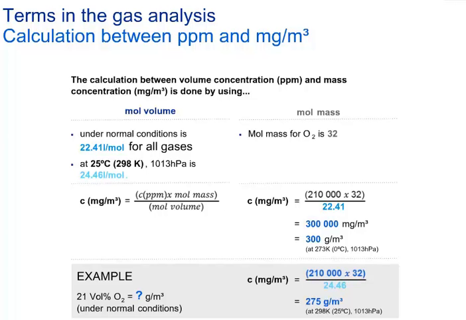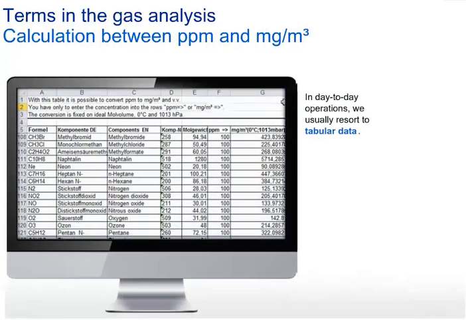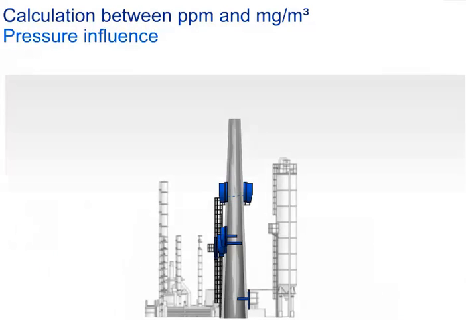Next, we would like to know how a different pressure changes the result. In day-to-day operations, we usually resort to tabular data. This table refers to the conversion rates between 0 degrees C and 1013 hectopascal. This information must be visible in all tables used. We just calculated the conversion from 21 volume percent O2 into grams per cubic meter under normal conditions. 21 volume percent O2 is 300 grams per cubic meter at 0 degrees C, 1013 hectopascal.